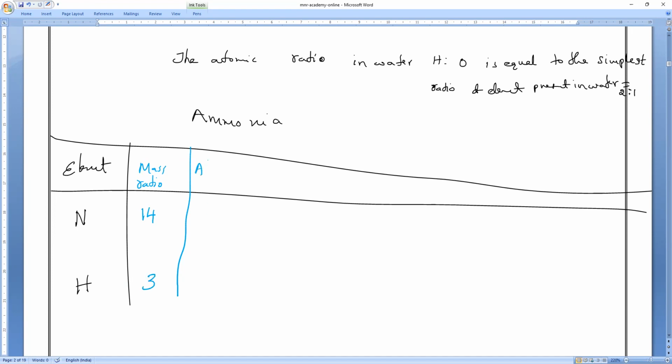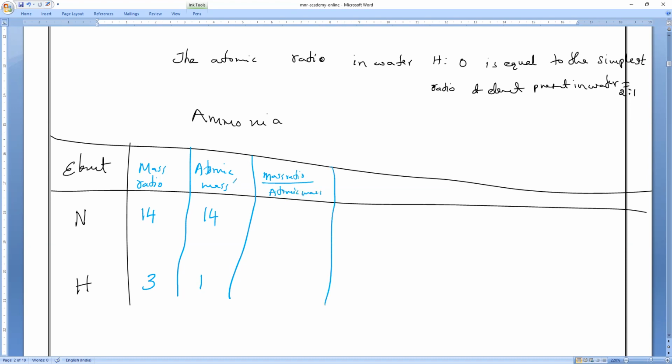Next, atomic mass. Nitrogen atomic mass. Verify, guys. What is this? 14, sir. 14 only. Very good. Hydrogen atomic mass, 1. Okay. Next one: mass ratio divided by atomic mass.